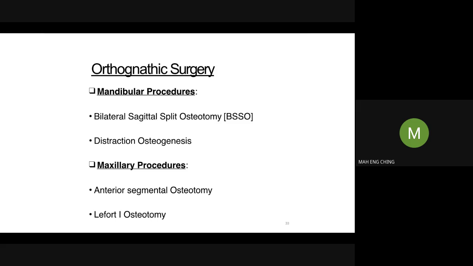So for maxillary procedures, if the maxilla is too short, then maybe you can do an anterior segmental osteotomy. It means you cut the upper jaw, then you move the upper jaw forward, downward, or any position you want. So you call it anterior segmental osteotomy. You can do the Le Fort 1 osteotomy, which involves the whole jaw. Then segmental means it's just a segment of the maxilla, usually the front segment.